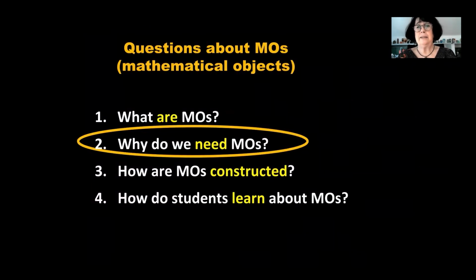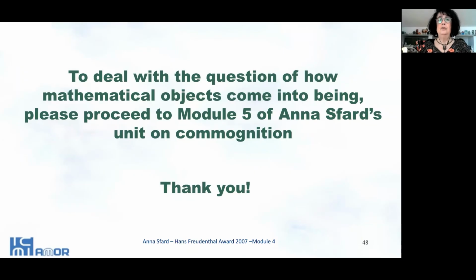This completes my attempt to present cognitive answers to the question of why we need mathematical objects. You may now proceed to Module 5, devoted to ways in which mathematical objects are constructed by mathematicians and then also by students.